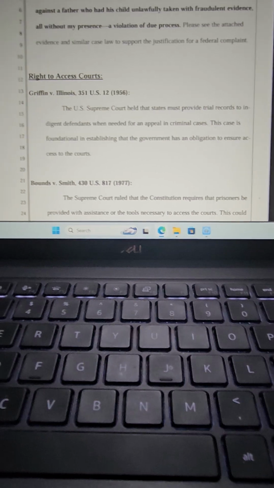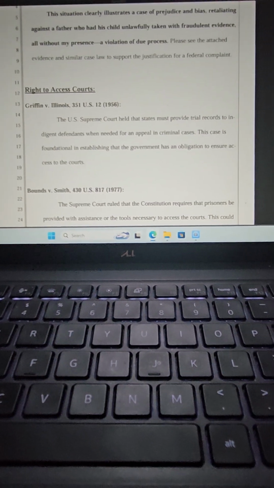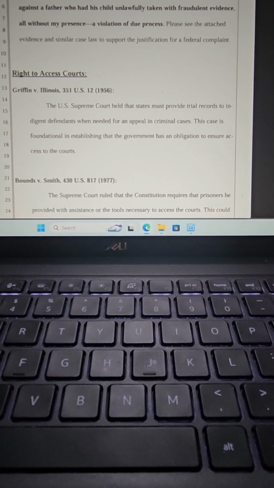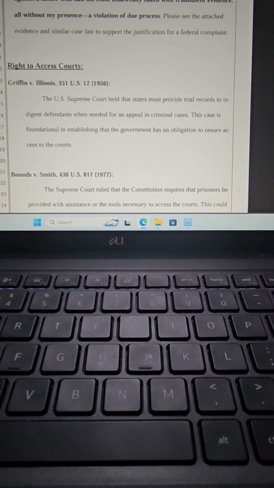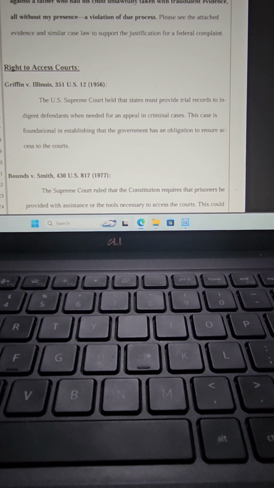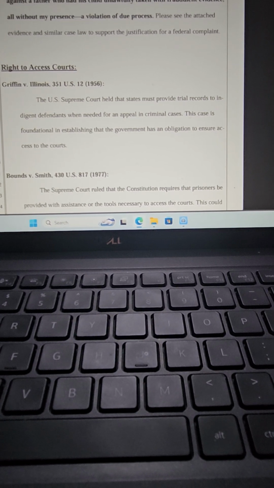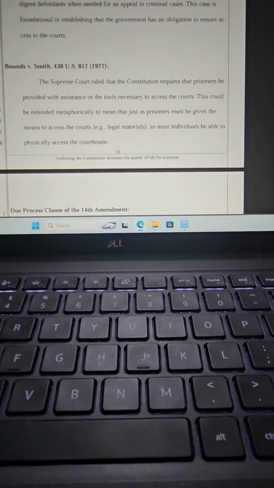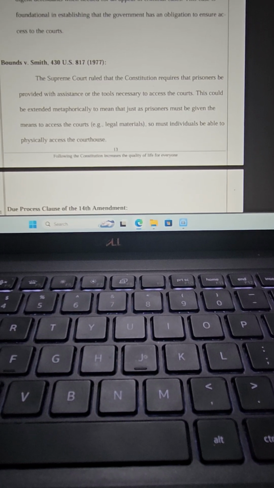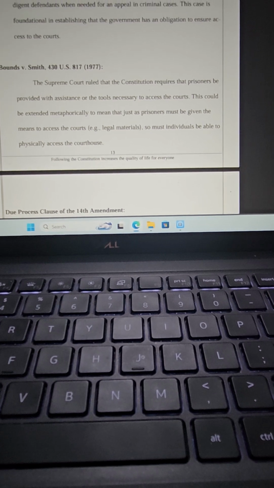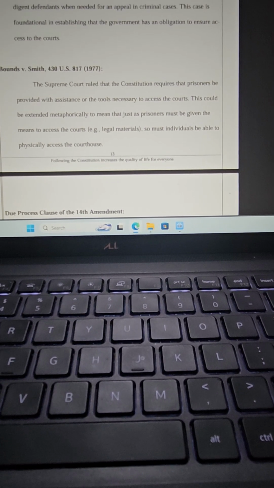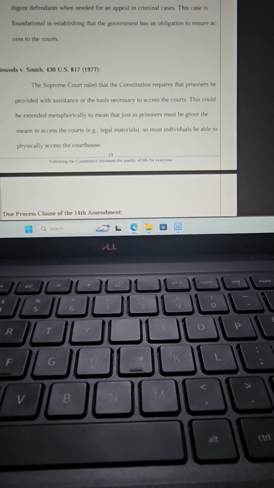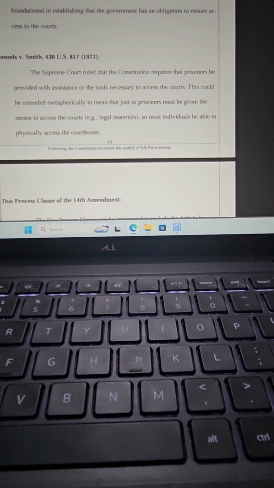Right to access the courts. Griffin v. Illinois. The U.S. Supreme Court held that states must provide trial records to indigent defendants when needed for an appeal in criminal cases. This case is foundational in establishing that the government has an obligation to ensure access to the courts. Bounds v. Smith. The Supreme Court ruled that the Constitution requires that prisoners be provided with assistance or tools necessary to access the courts. This could be extended metaphorically to mean that just as prisoners must be given means to access the courts, legal materials, so must individuals be able to physically access the courthouse.